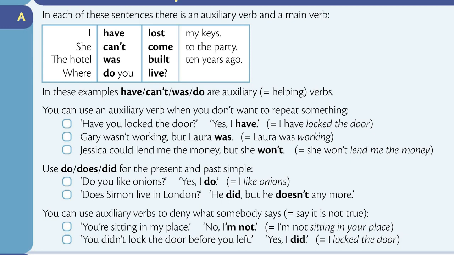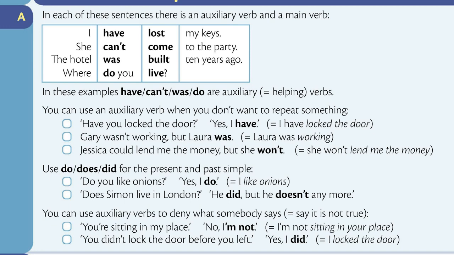I have lost my keys. She can't come to the party. The hotel was built 10 years ago. Where do you live? In these examples, have, can't, was, do are auxiliary verbs.